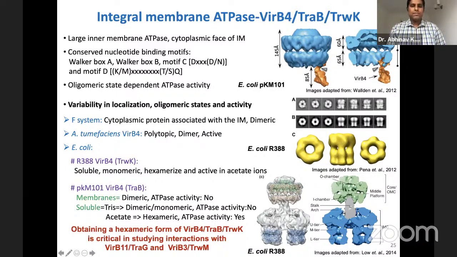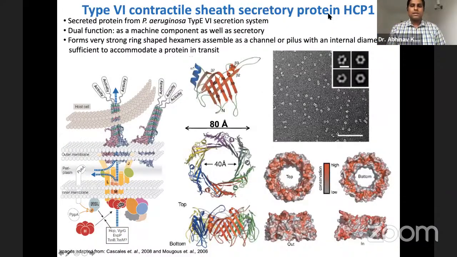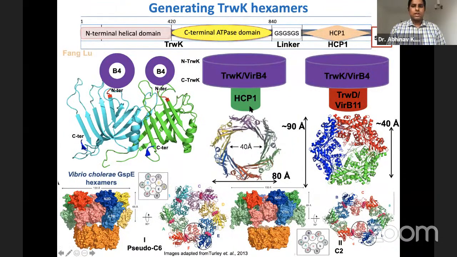So we have spent a lot of years trying to figure out how to get the active hexamers to study them. But the biggest change that we made was to integrate it with something called HCP1, which is a type 6 secretion system contractile protein, which forms hexamers by itself. So when you fuse that protein with this and purify a construct like this, you can actually get very strong hexamers.